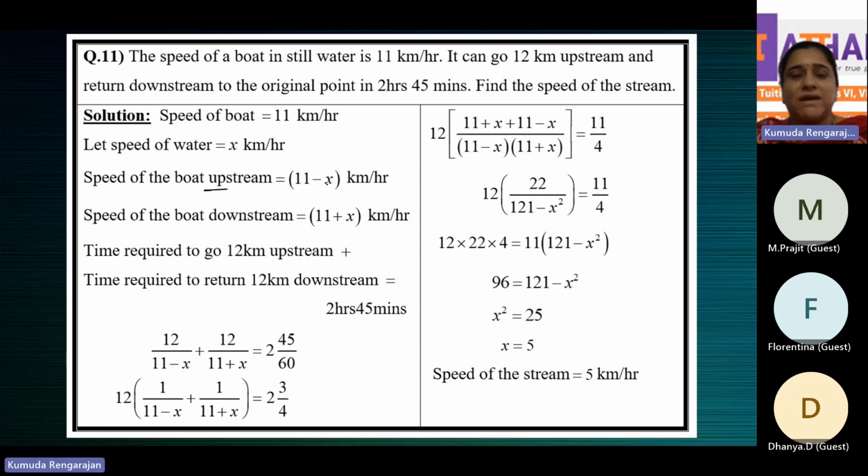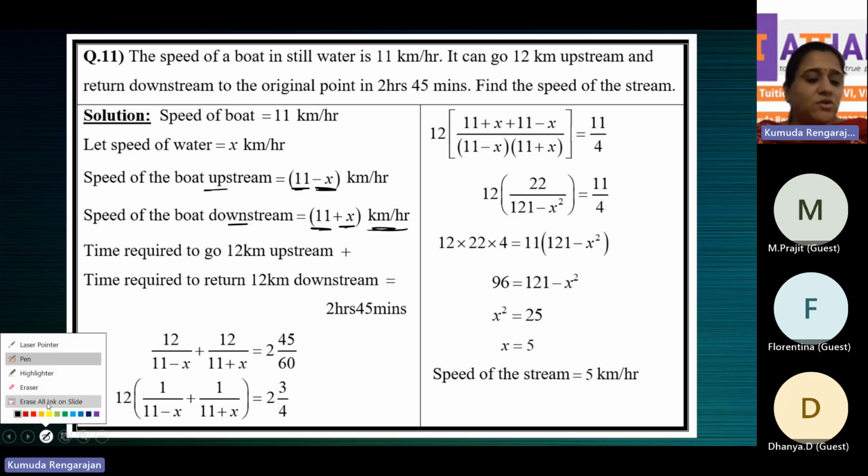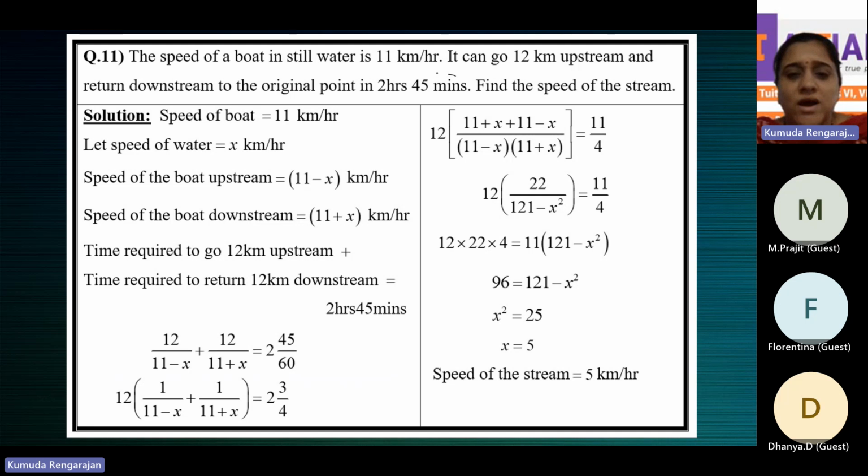So it will be subtraction: speed of the boat minus the speed of the water. Downstream is same direction. They're friendly, same direction, so the water wants to help you. So 11 plus x kilometers per hour. Now what's the equation? This 2 hours 45 minutes is the total. Everywhere you should not write difference in time taken. Here it is a total time taken.